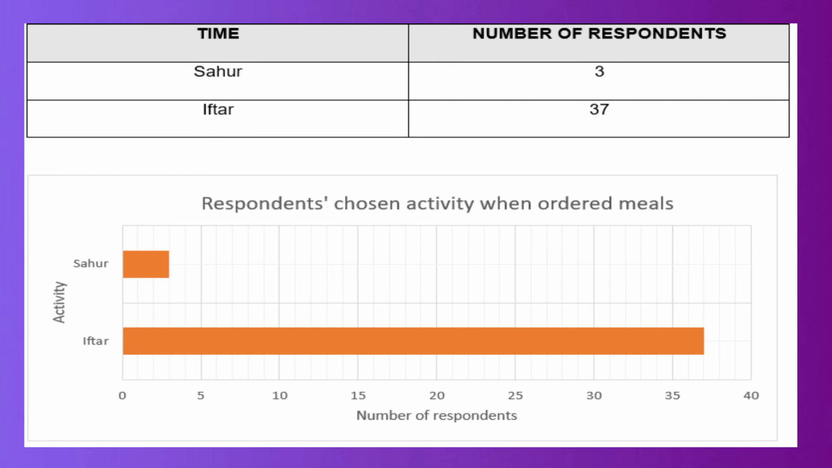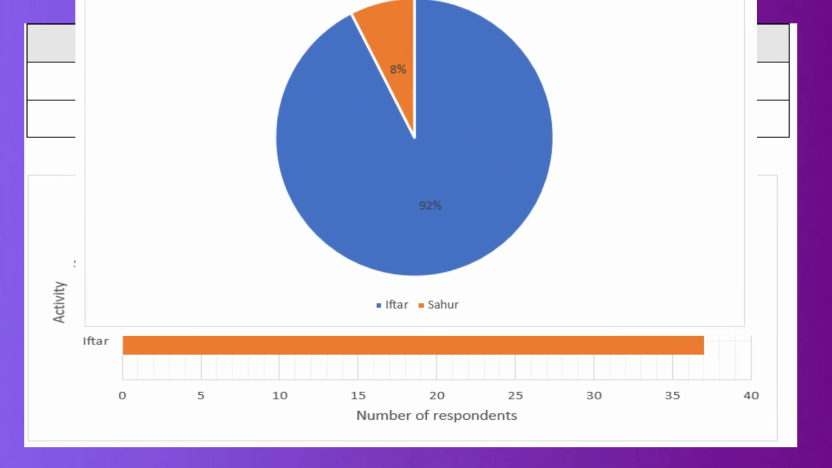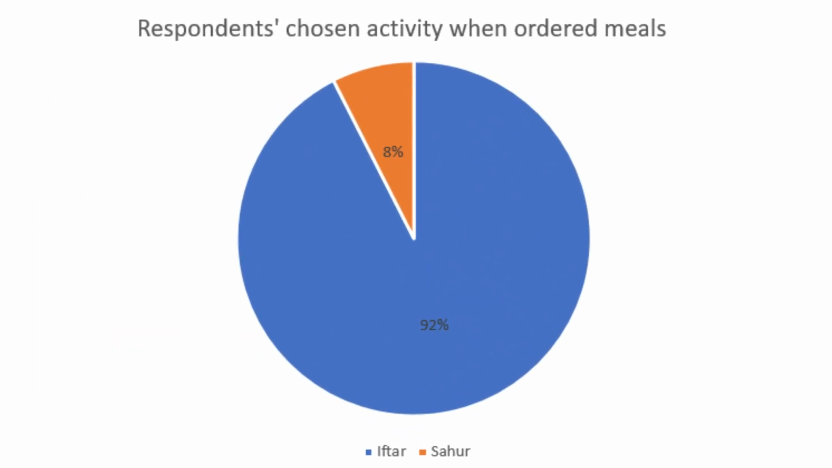We had applied the data into the frequency distribution, horizontal bar chart, and also pie chart. There are 37 respondents, equivalent to 92%, that preferred to order meal during iftar, and 3 respondents, equivalent to 8%, that prefer order meal during sahur.